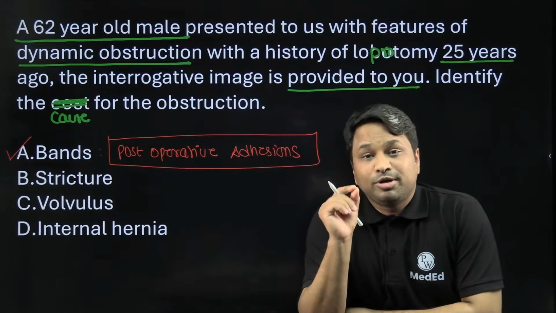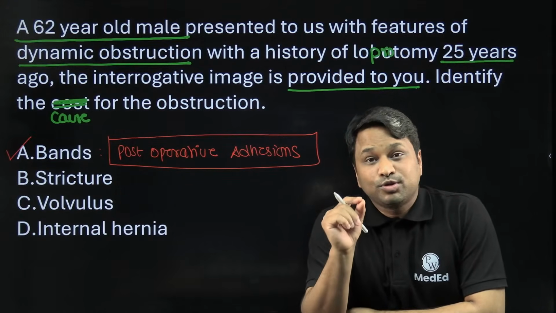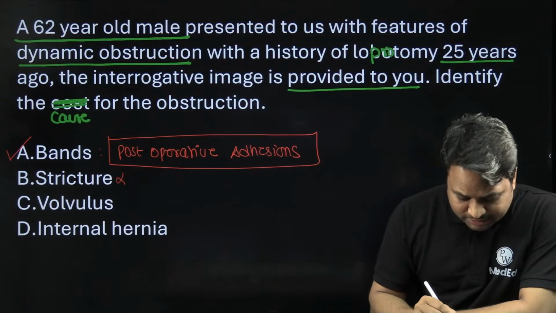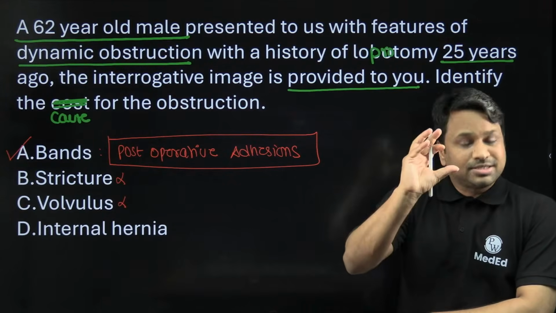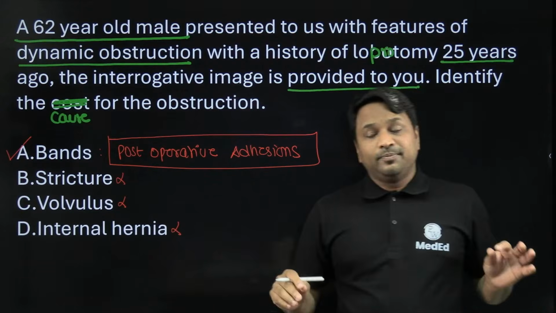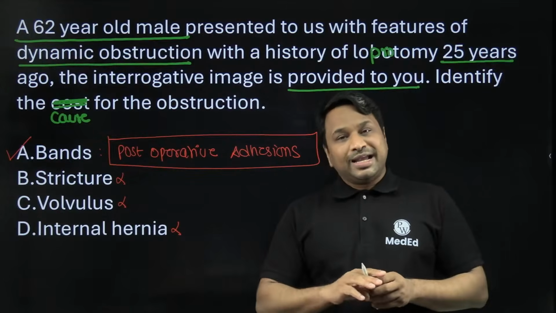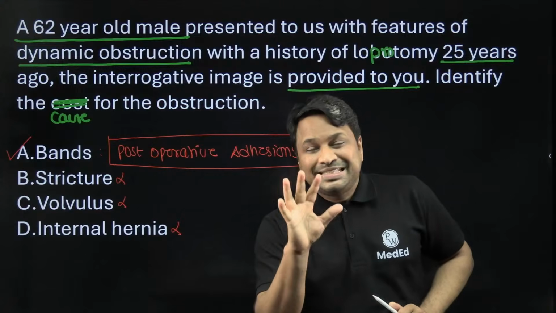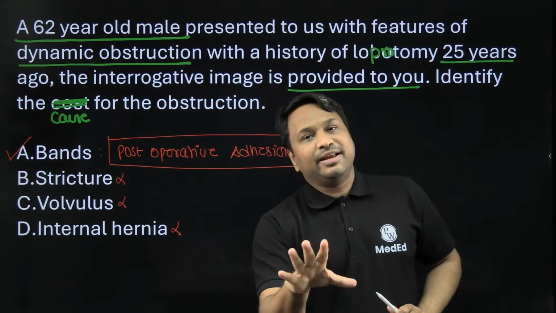In fact, the most common cause for dynamic bowel obstruction is post-operative adhesions or bands. There are no strictures here. Volvulus, it should have rotated around its own axis, and it is usually in the sigmoid colon. That's not there. For an internal hernia, the patient should either have a history of surgery where you have mobilized a bowel loop, for example like Roux-en-Y surgery, very, very important.